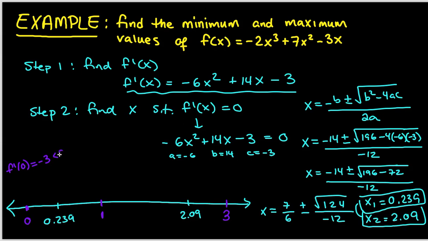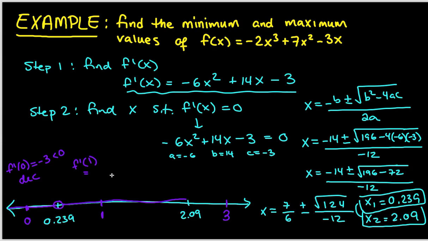Negative 3 is less than 0, so you're decreasing over here, all the way up to here. And now what's going on in between? Are you increasing or decreasing? The way we're going to figure it out is we're going to let x equal 1 and find f prime of 1.